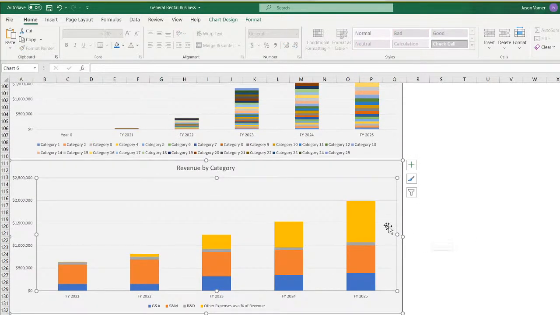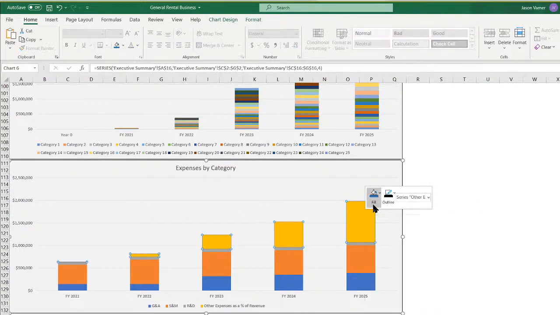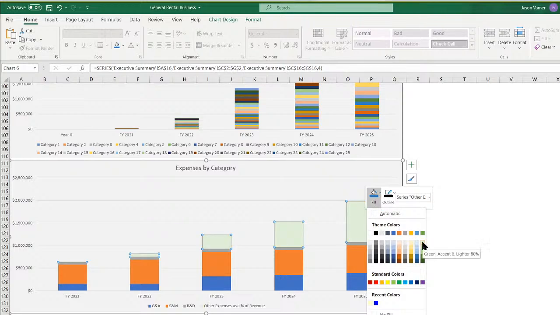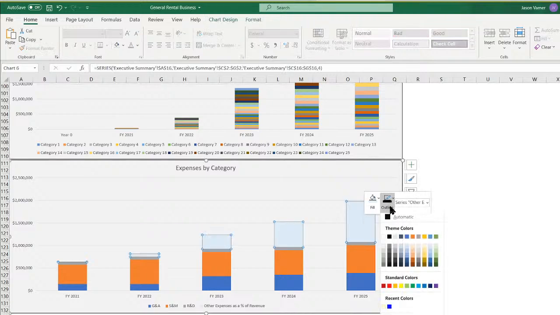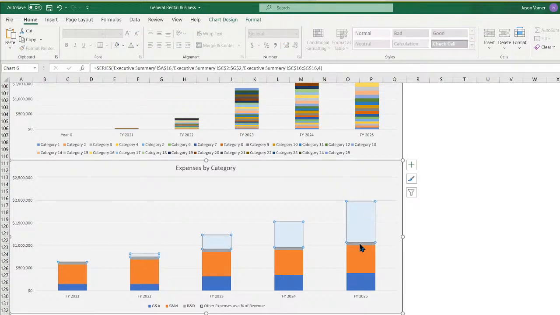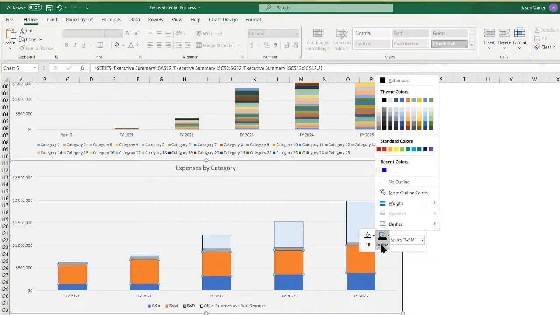Okay, so this, let's see, that looks kind of crazy. Expenses by category. Change the color of this. Give these outlines.